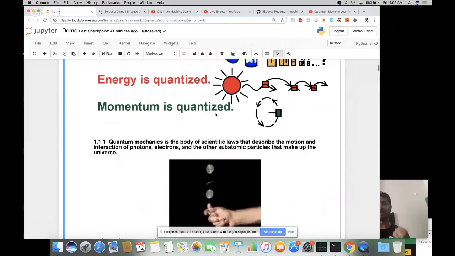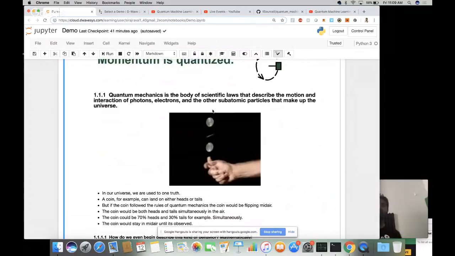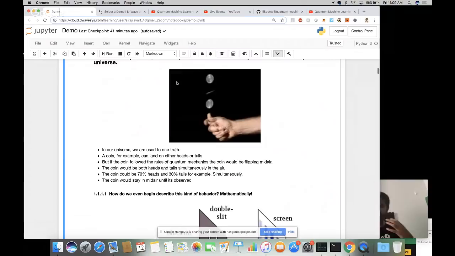So the official definition is: quantum mechanics is the body of scientific laws that describe the motion and interaction of photons, electrons, and other subatomic particles that make up the universe. Okay, so very exciting stuff.